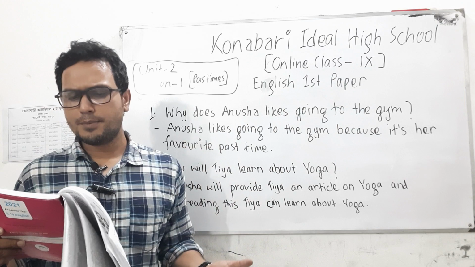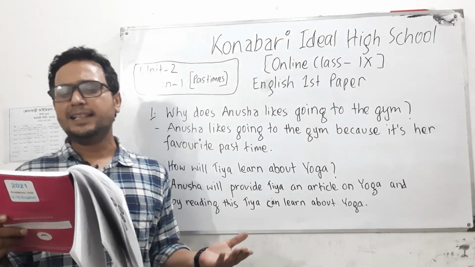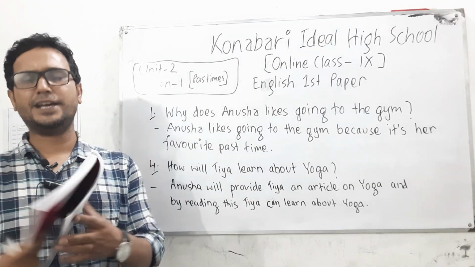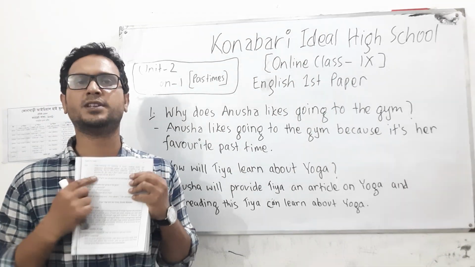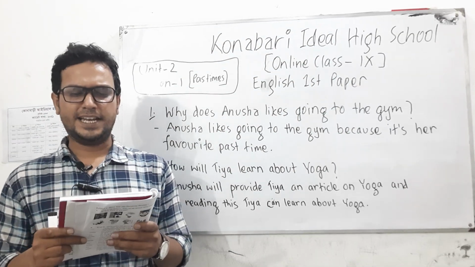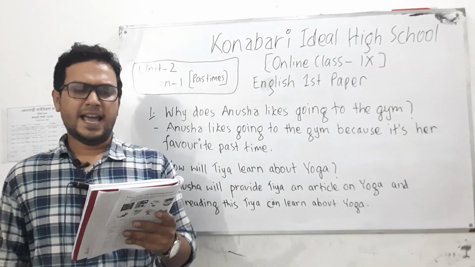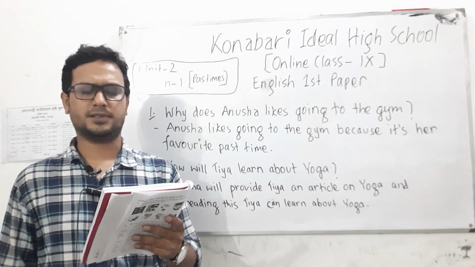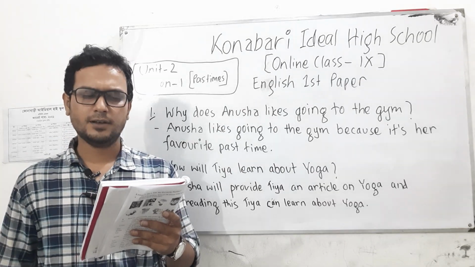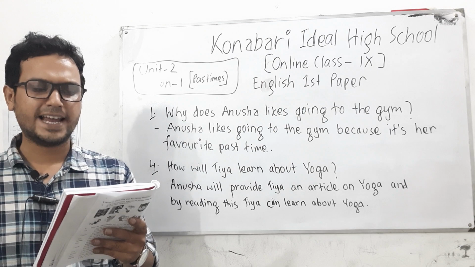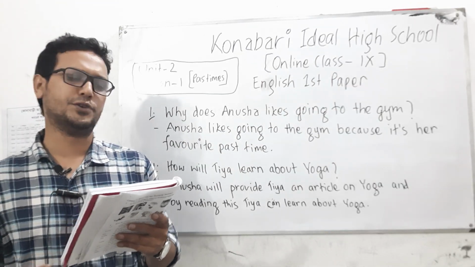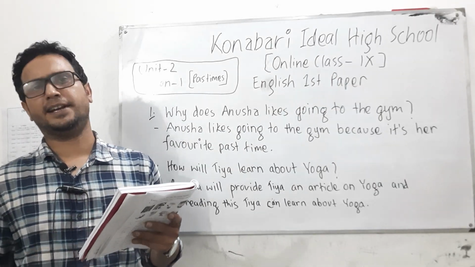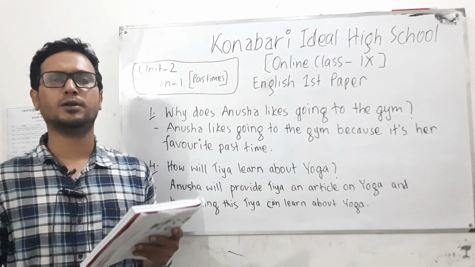In question number 3, you'll find another question. Make a list of Tia's pastimes. On page number 19, at the very top of the page, you can find that Tia has explained her different pastimes. Her pastimes are watching TV, listening to music, reading books and magazines, playing games on the computer, and also gardening. So you can write these things.